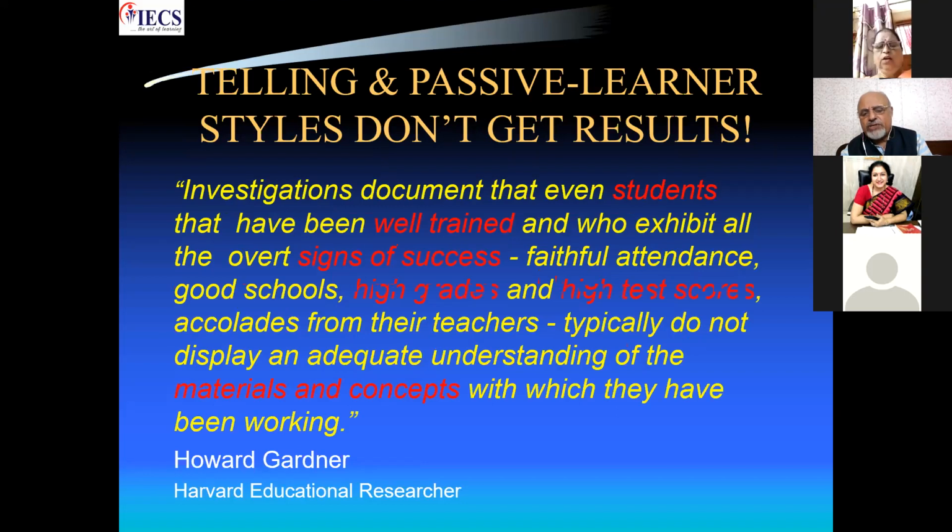There is another revelation which comes to us from Howard Gardner, the man who gave us the theory of multiple intelligences. He says that there are certain research documents which have come to us about certain students who were trained very well in the schools. They showed external signs of success because they got very good test scores. They got very good grades. Their attendance was very good in good schools. They won the praise of their teachers.